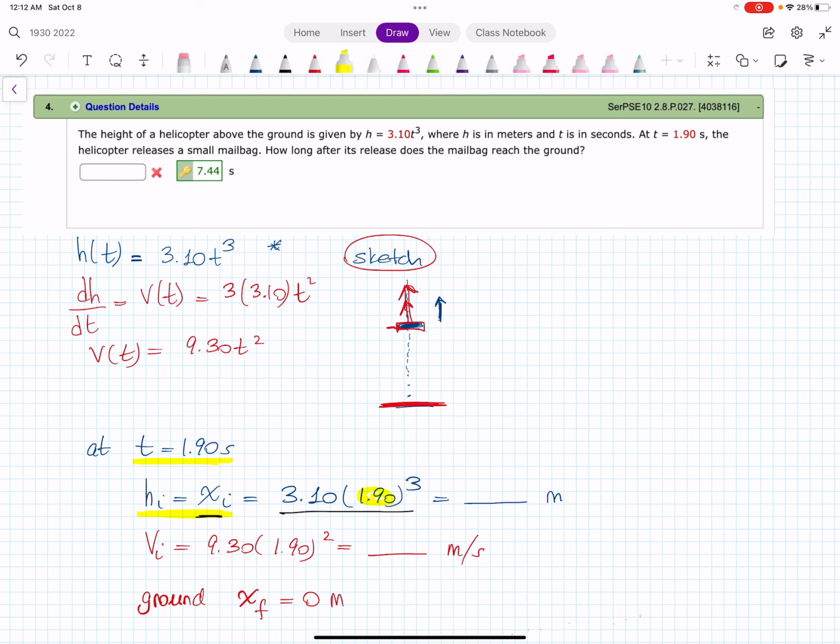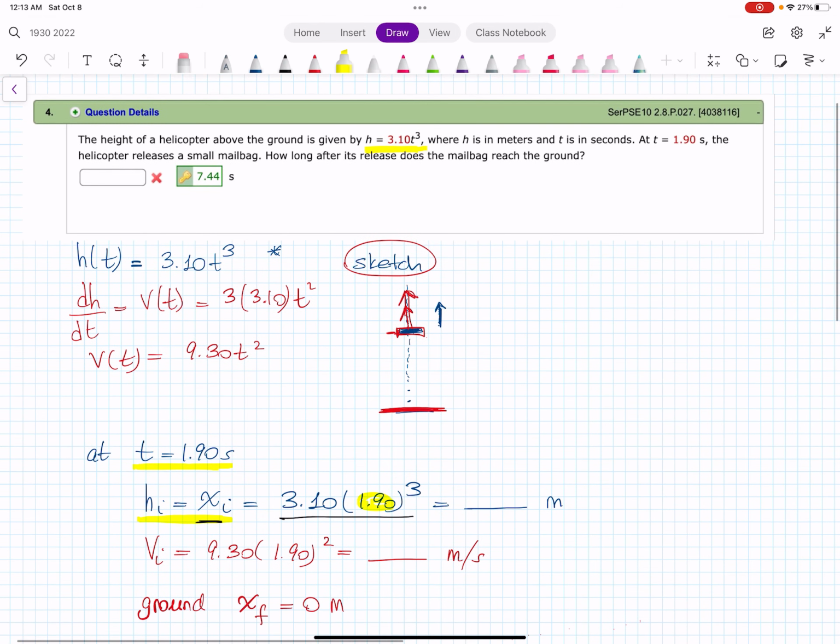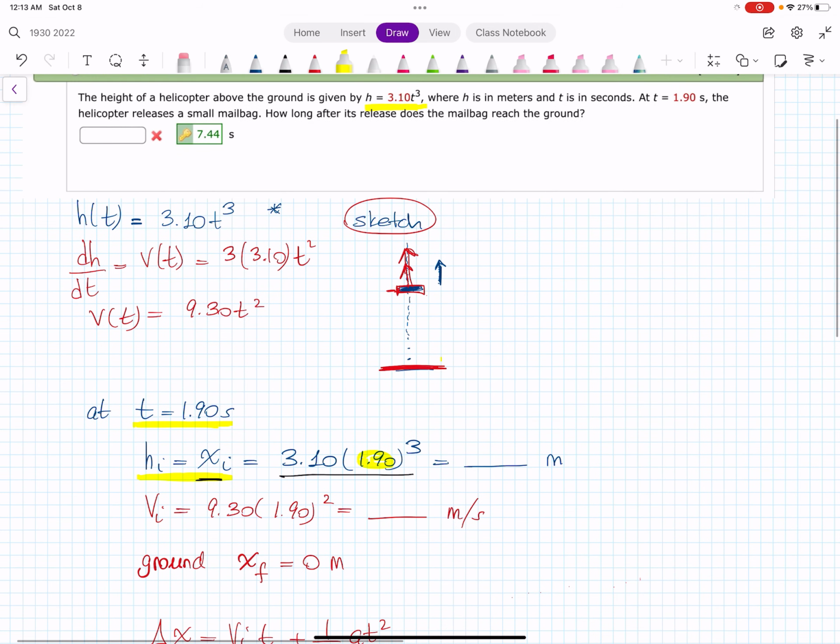Hi everyone. The question says the height of a helicopter above the ground is given by h equals 3.10 t cubed. The height of the helicopter, the position in the vertical direction, is given by h equals 3.10 t cubed. What's so special about this equation? It is telling you the height as a function of time.